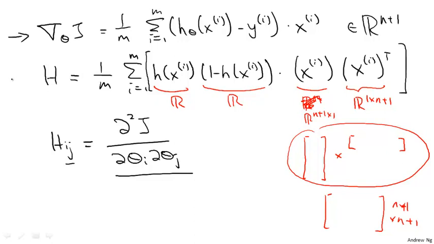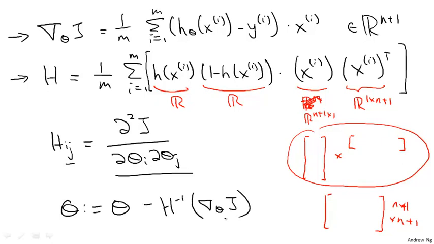Finally, having computed the vector and the matrix, you can then update your parameters theta as follows, theta minus delta theta j, and that's one iteration of Newton's method. It turns out Newton's method converges very quickly.